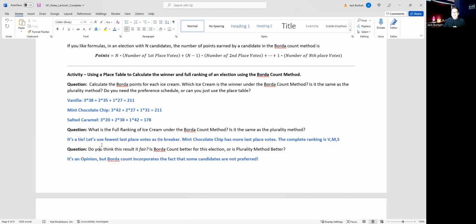One thing that I like in an election like this is that the Borda count sort of incorporates the fact that some candidates are not preferred. It sort of gives us the average. And in an election like this with multiple things, when it's about something like ice cream, I think it is good to use something like the Borda count method because it incorporates everyone's full preferences, not just their first place votes. So if an ice cream was particularly unpopular, that would have been somehow included in the Borda count method.